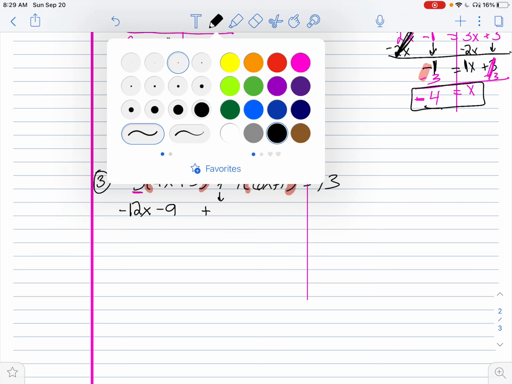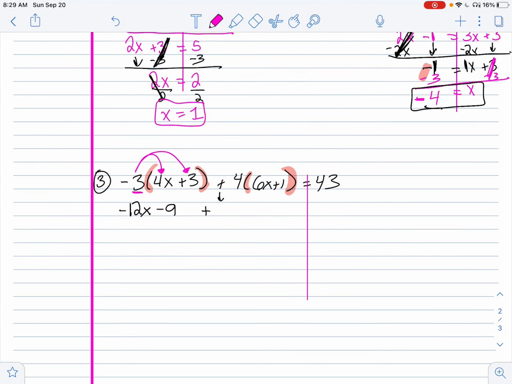And then I'm going to take this 4 and distribute it into my parentheses over here. So I have 4 times 6x, which gives me 24x. And then 4 times positive 1, which gives me positive 4. I bring down my equal sign, and I bring down my 43.